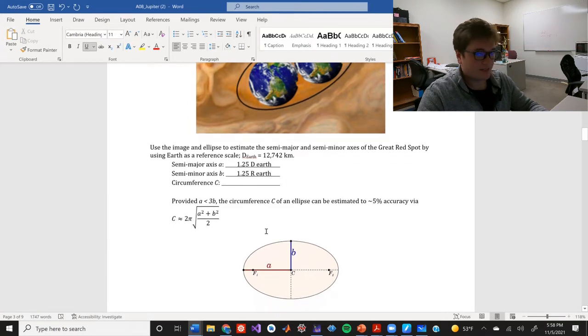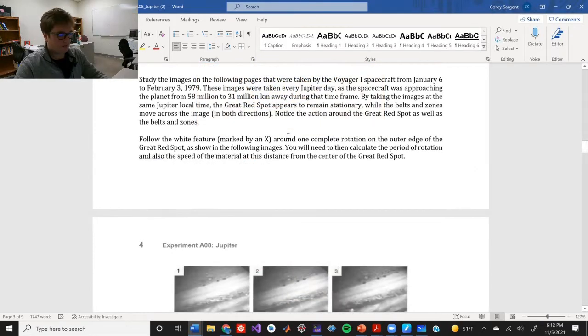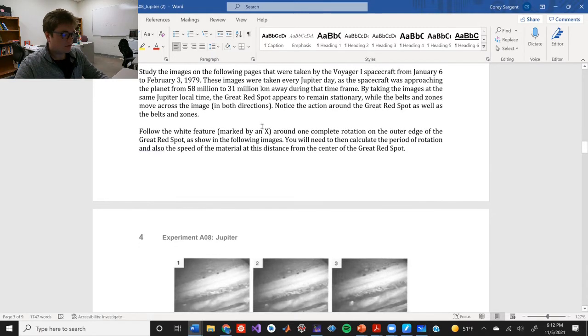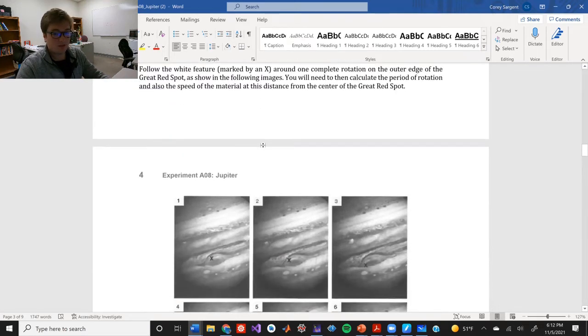Right, so that'll give you a nice large circumference. All right, so now going further in part A, we are talking about the Voyager 1 spacecraft. From January 6th to February 3rd, 1979, the Voyager spacecraft is on approach to Jupiter. Every Jupiter day, so every time that Jupiter rotates, the Voyager spacecraft is going to take an image of the Great Red Spot.